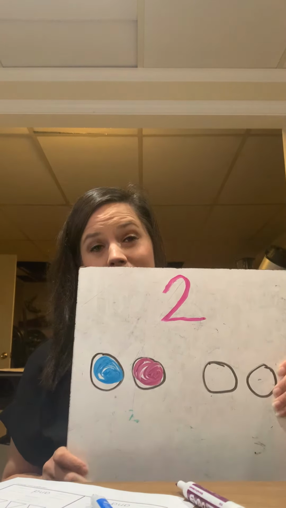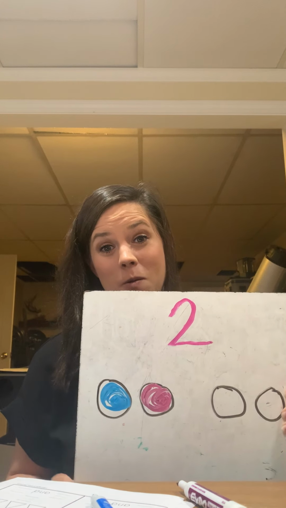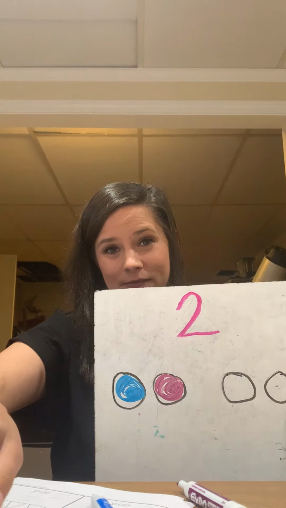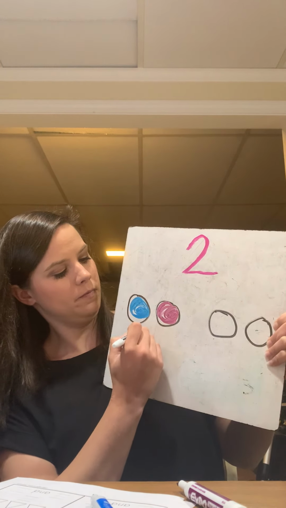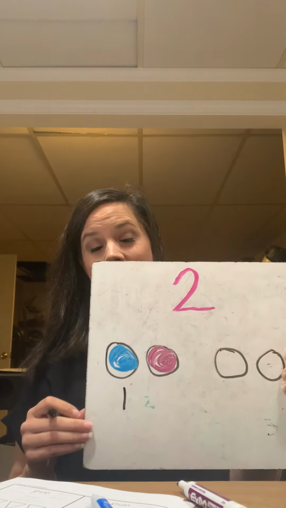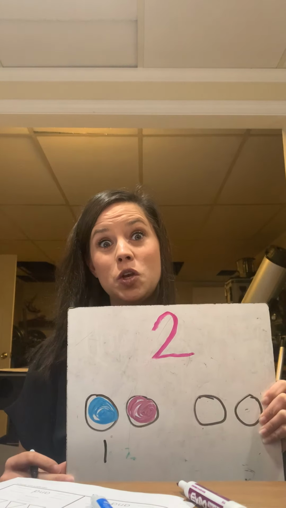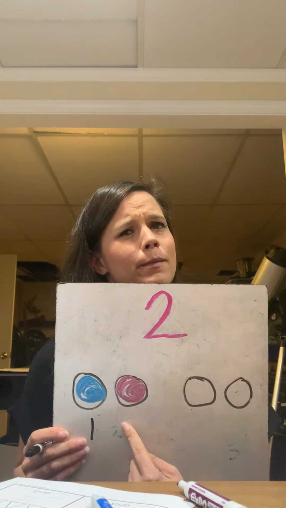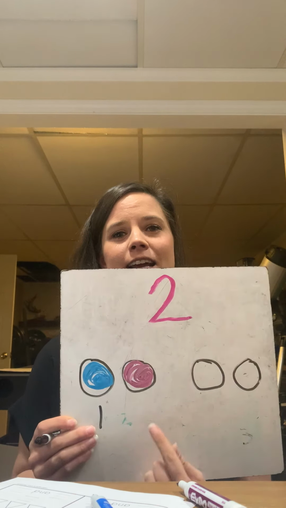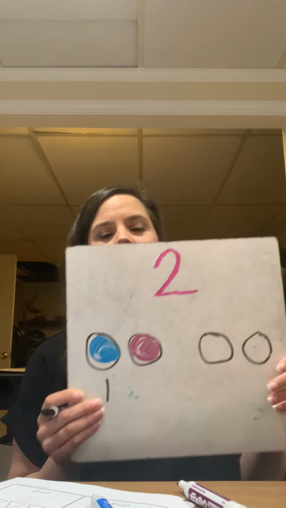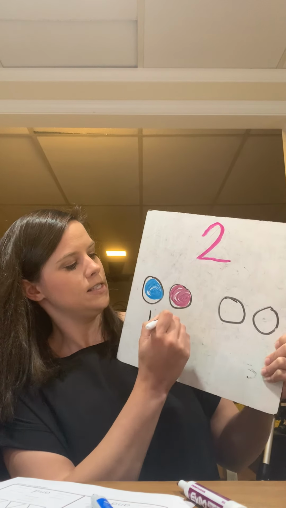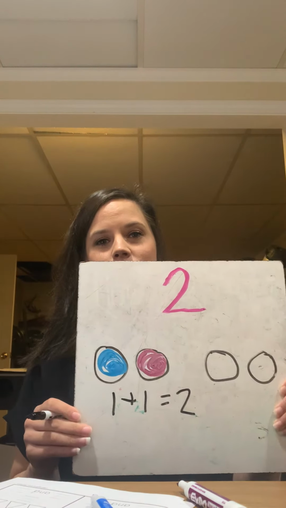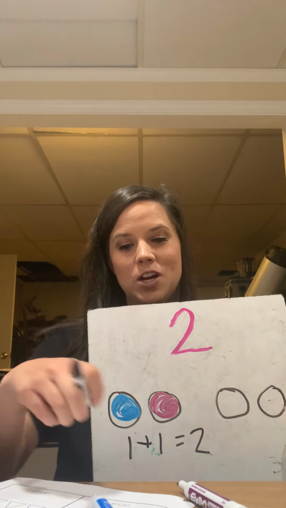So now we need to create an addition sentence to make this make sense. So how many blue do I have? I have 1 blue. And then I have how many purple? 2 purple. Well, no. Do I have 2 purple? Miss Sides, you're feeling silly. I have 1 purple. So 1 plus 1 equals 2.